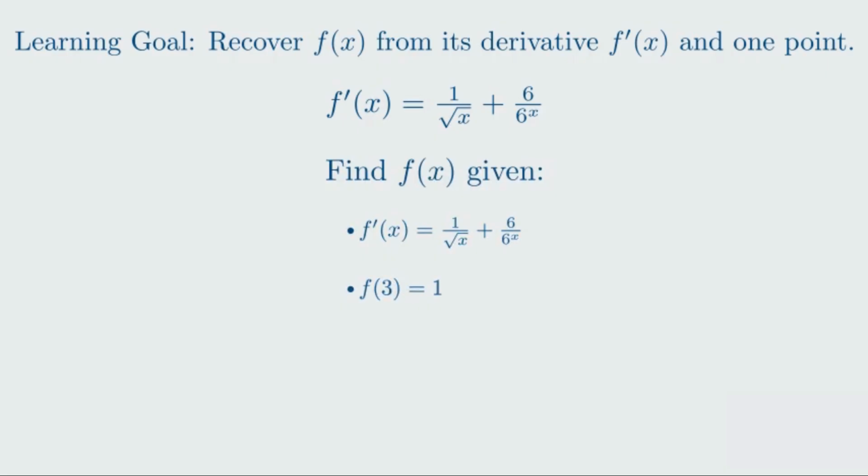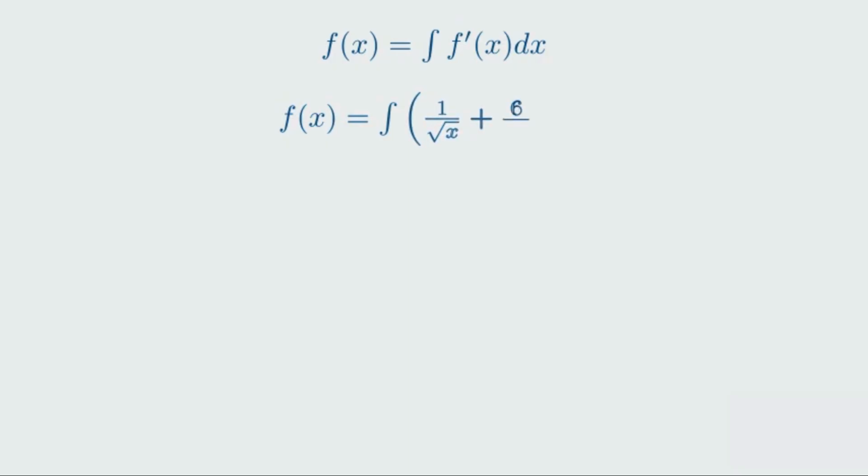So our task is to find f of x given f prime of x and the fact that f of 3 is 1. To find the original function f of x, we need to do the reverse operation of differentiation. This reverse operation is called integration. We find f of x by integrating f prime of x with respect to x. Remember, integration is the antiderivative. So let's set up our integral using the given derivative. F of x is equal to the integral of the quantity 1 over the square root of x, plus 6 over 6 to the x, with respect to x.